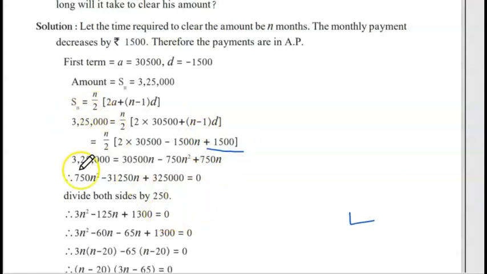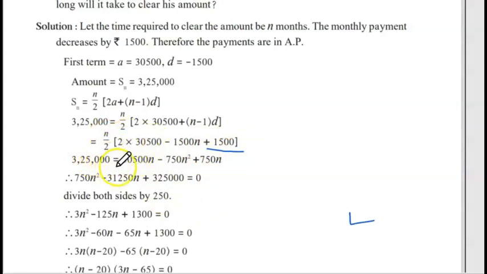Okay. Next, 3,25,000 is equal to, next we multiply this n by 2 to 2 into 30,500 minus 1,500 n and last 1,500. Now first multiplication, that is n by 2 into 30,500.